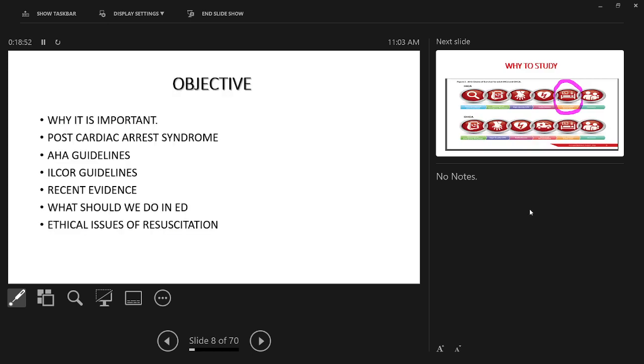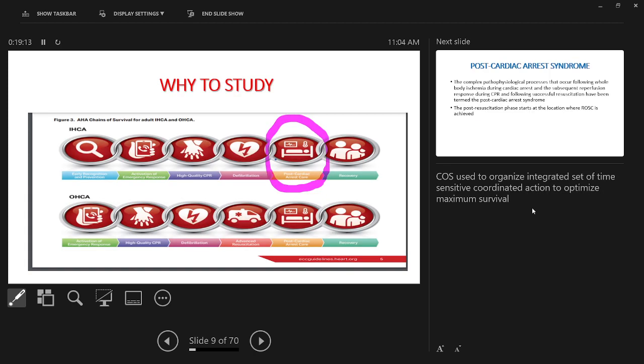In my topic, I will cover the following headings: why it is important, why we have to give proper post-arrest care, and what post-cardiac arrest syndrome is. I will cover post-arrest care under the AHA guidelines, under the ERC guidelines, what the recent evidences are, what we can do in our ED, and what the ethical issues of resuscitation are.